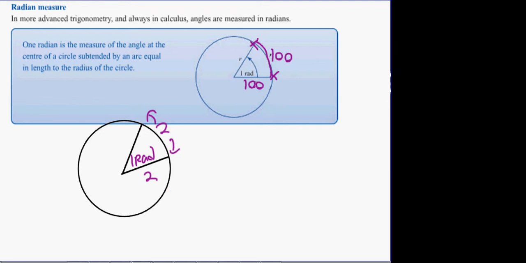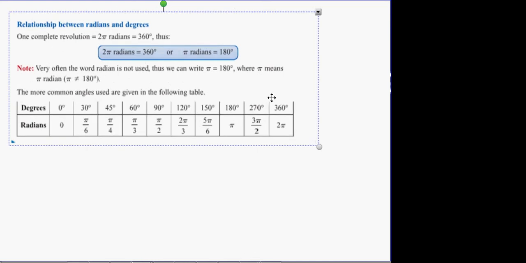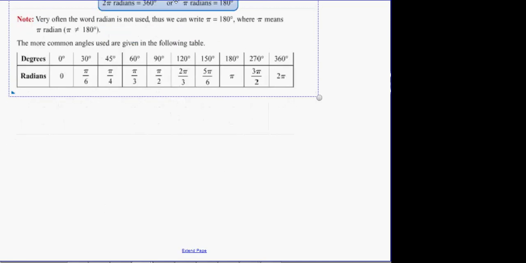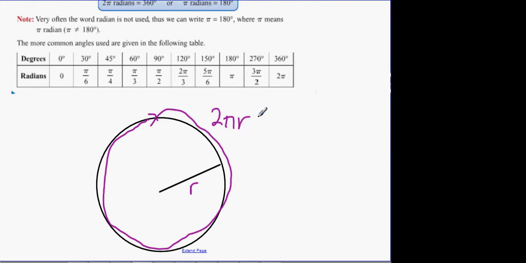Okay, now moving on. Relationship between radians and degrees. If I take any circle whatsoever, and we know that its radius is r, what we know about the circumference of the full circle is 2 pi r.